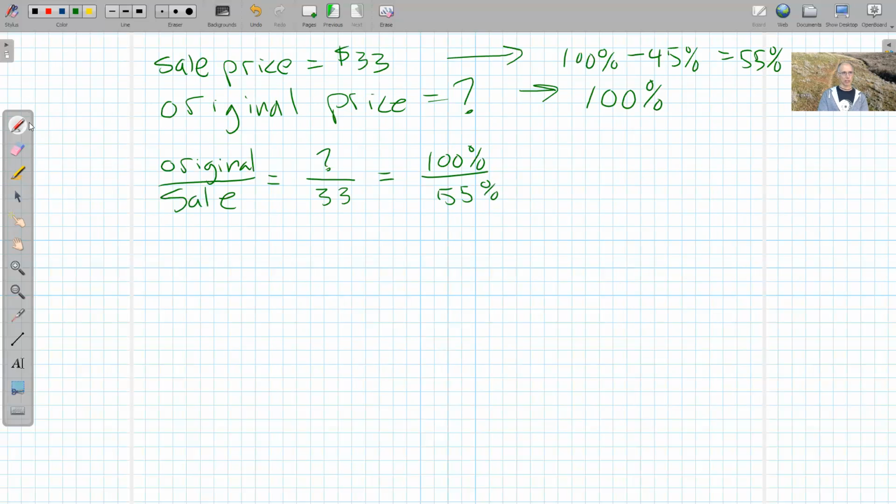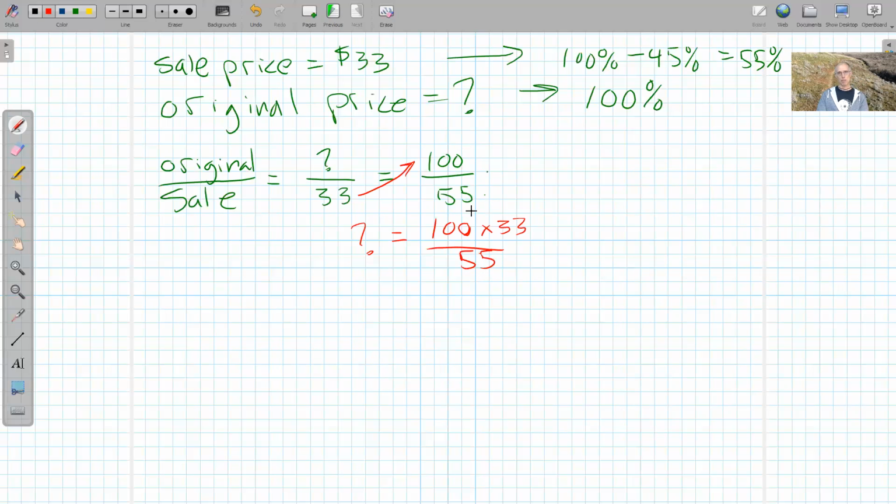Now, I don't really need the percent symbols here, and I could put in decimals instead, but it turns out it doesn't matter either way. So then this would be the proportion I want to solve. Since I have the missing number in the top, all I need to do is multiply the 33 to the other side. And so question mark, my missing number has to be 100 times 33 over 55.